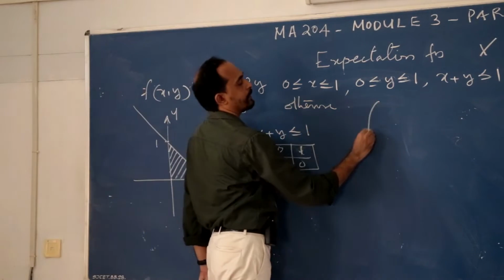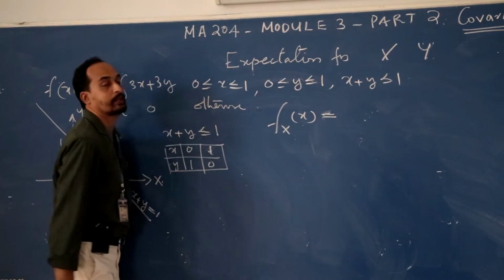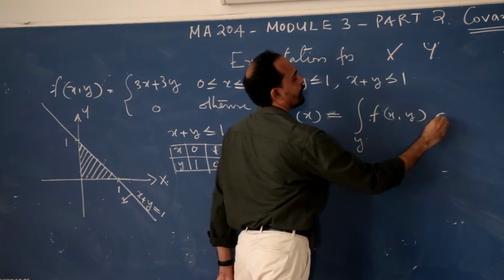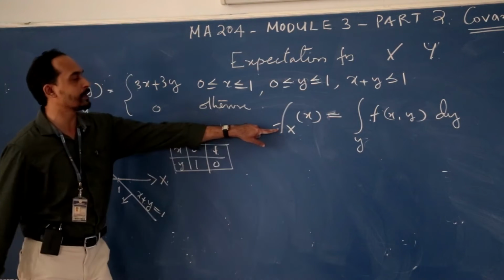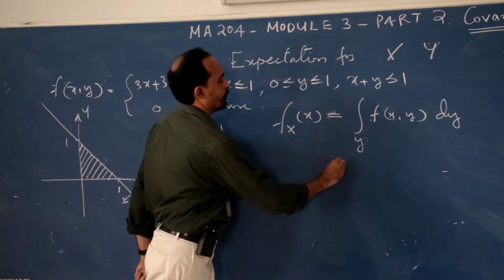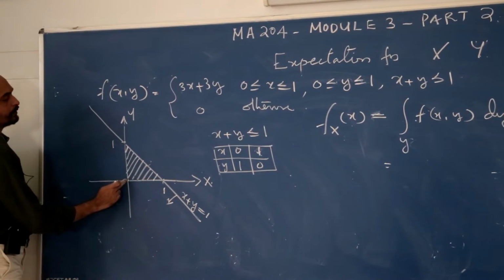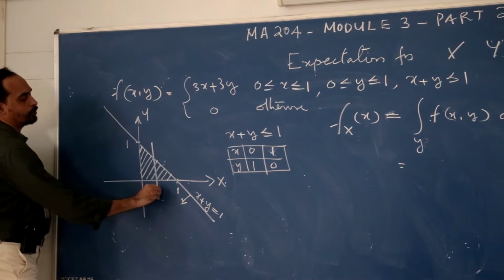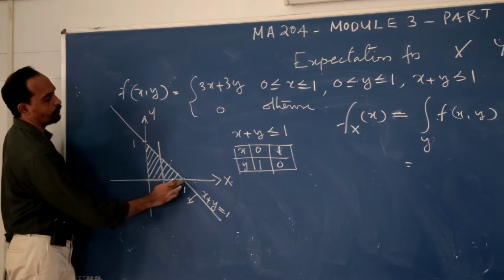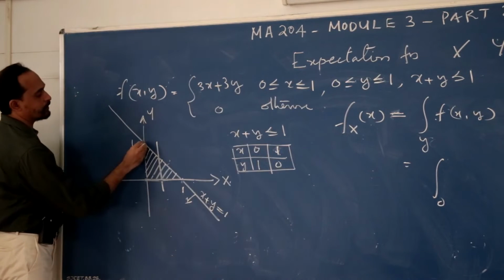Here, the marginal distribution function f_X(x), already defined in the previous class, is defined as integral over y of f of xy dy. Integration with respect to y. Whenever you are considering marginal distribution function of x, integral over y, f of xy dy. So here y varies from where to where? Take a strip parallel to y axis. The bottom point is always y equal to 0.